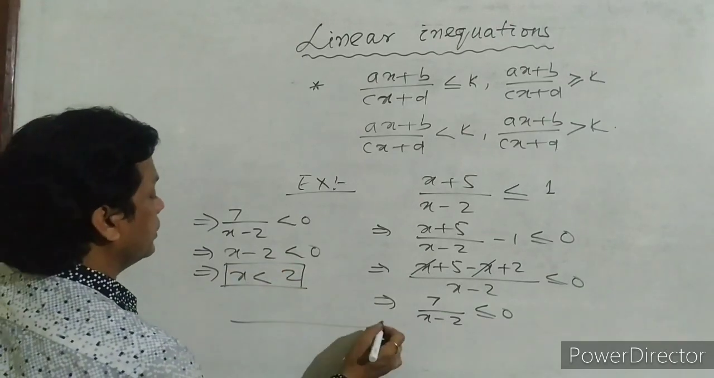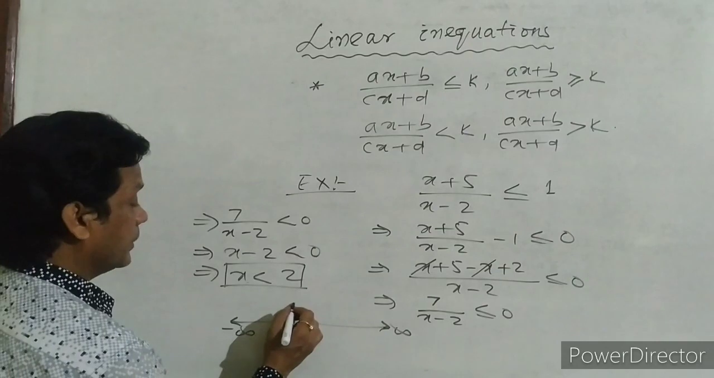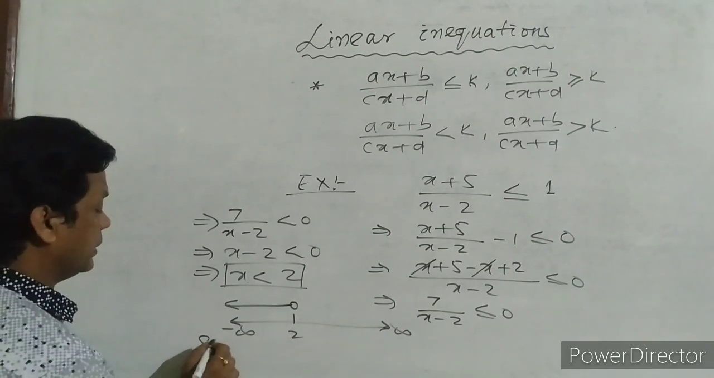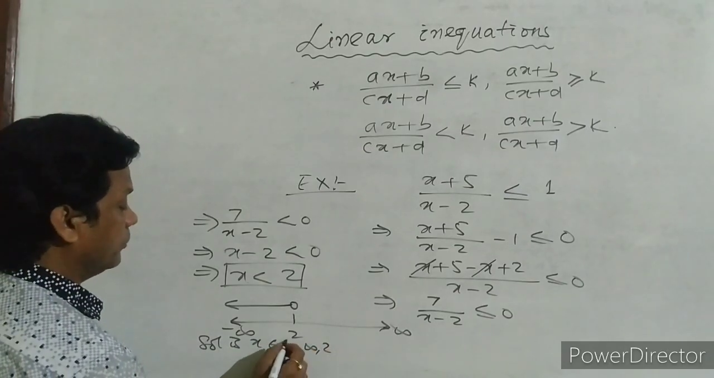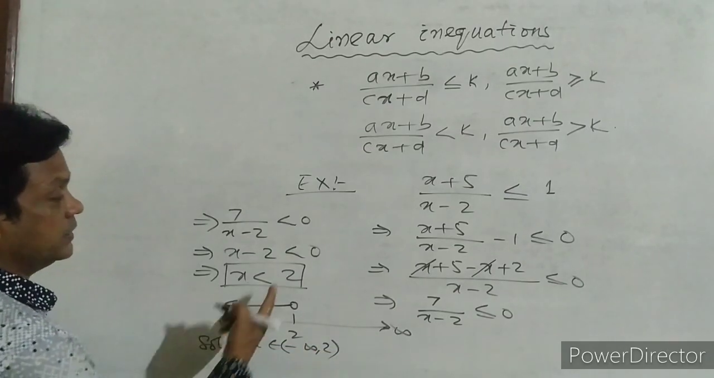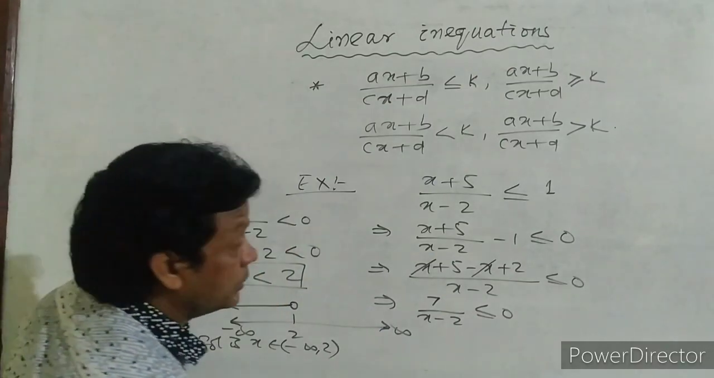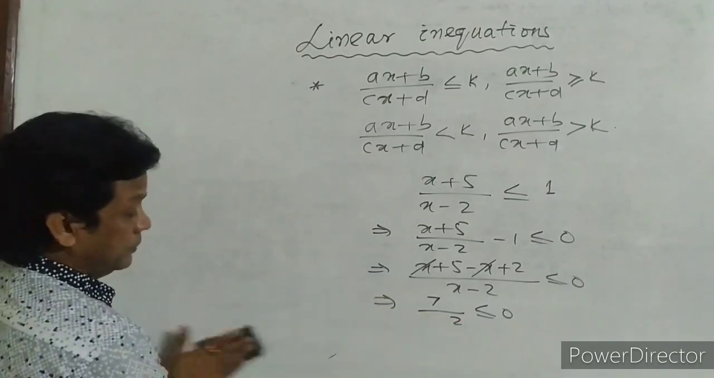And on the number line, if you want to indicate it, you should indicate like this. Less than 2: put a circle here and move towards the left. So the solution is x belongs to minus infinity to 2, and it is an open interval because there is no equal sign here. Okay, now this is all about this type.